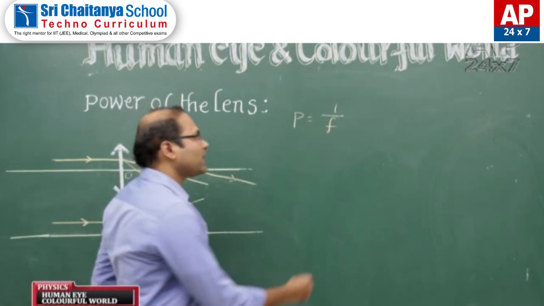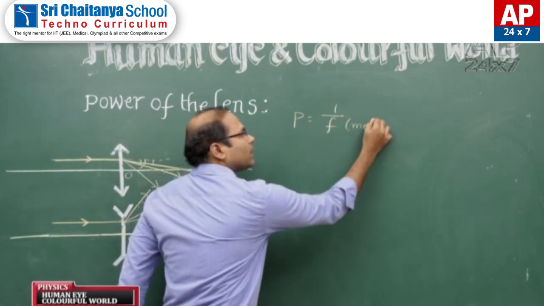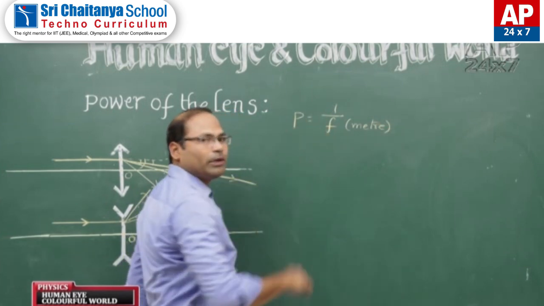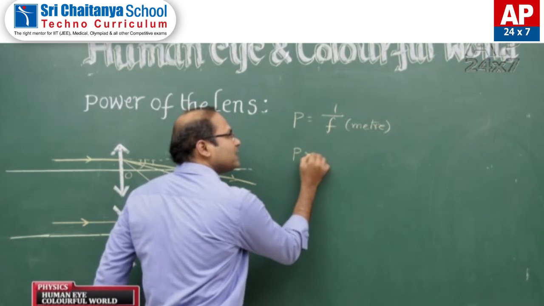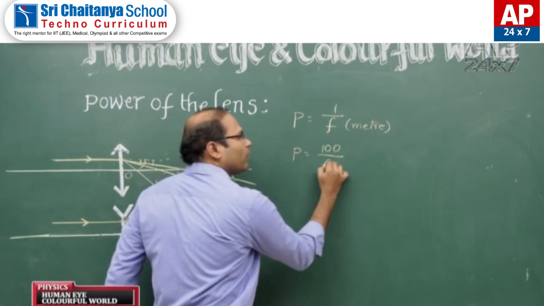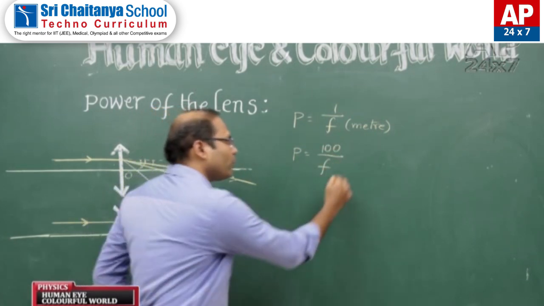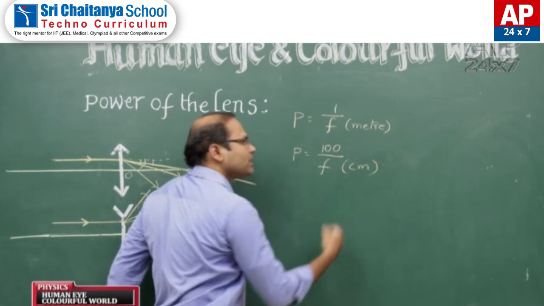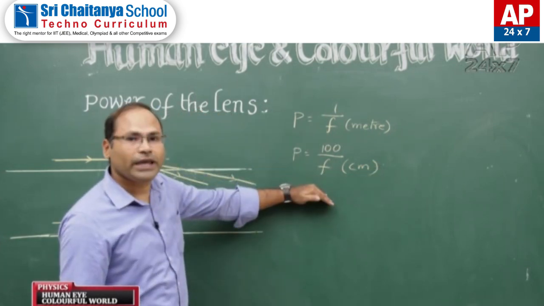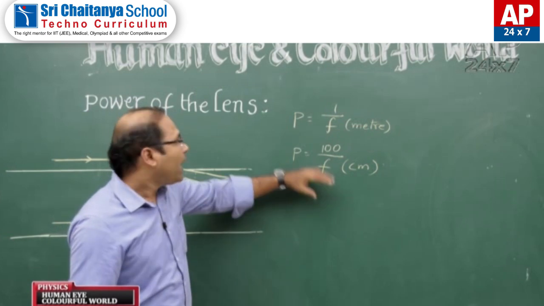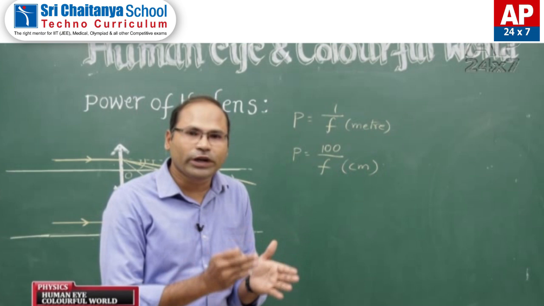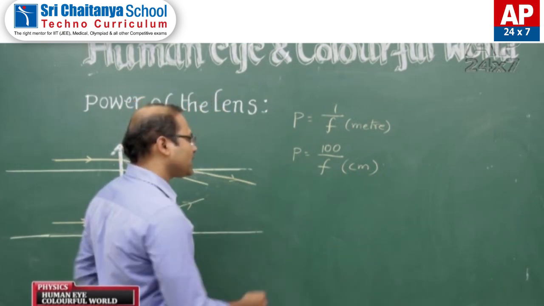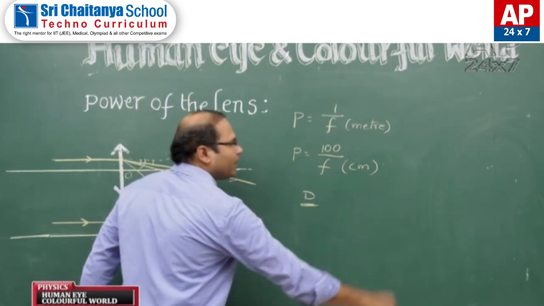If focal length is considered in meters, then the formula will be P equals 1 by f. If focal length is taken in centimeters, then the formula will be P equals 100 by f. Okay? And power is measured in diopters. That is, the unit of power is the diopter and is represented by the capital letter D.